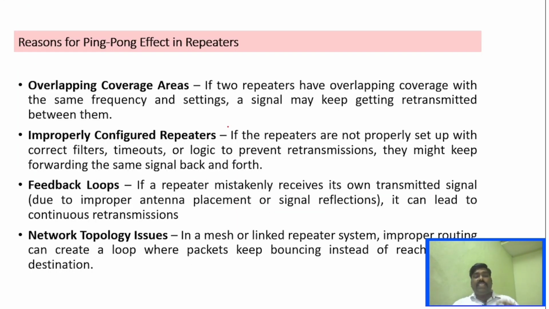And you can see these are the reasons for ping pong effects. Overlapping coverage areas, as I said, if two repeaters overlap their coverage with the same frequency, a signal may keep getting retransmitted between them. That is the ping pong effect. And improper configuration of repeaters can also cause the ping pong effect. If the repeaters are not properly set with proper filters, and there is no proper timeout or no proper logic in retransmission, then it will create this type of problem. And there are chances that feedback loops can happen.